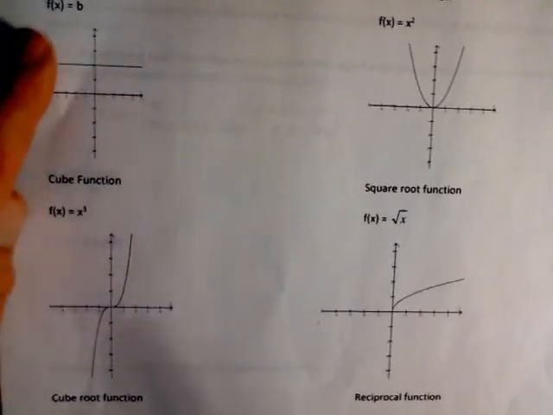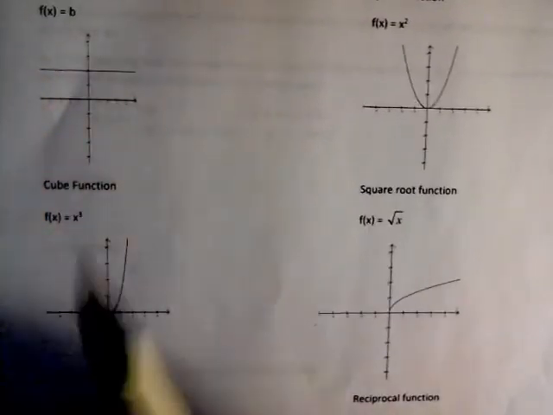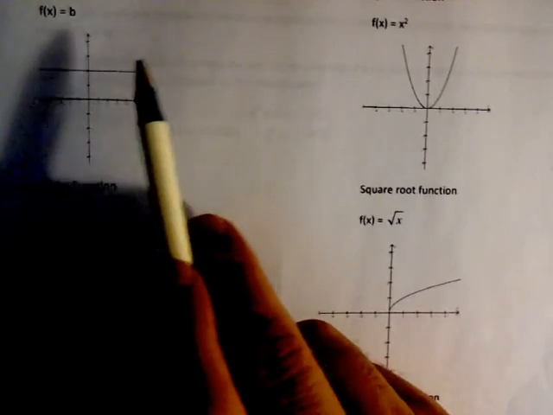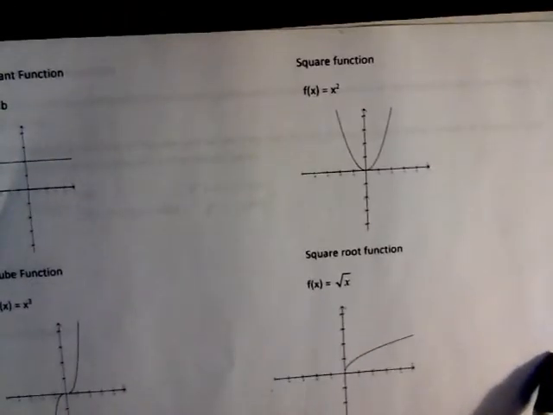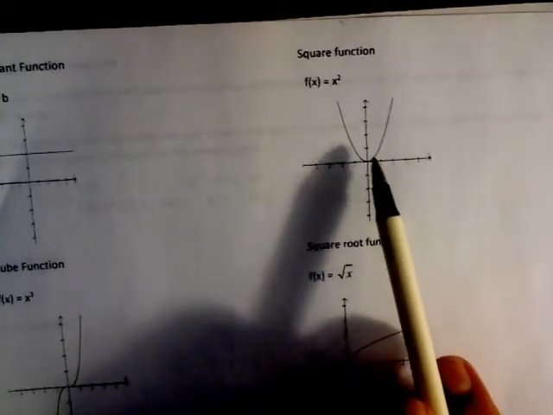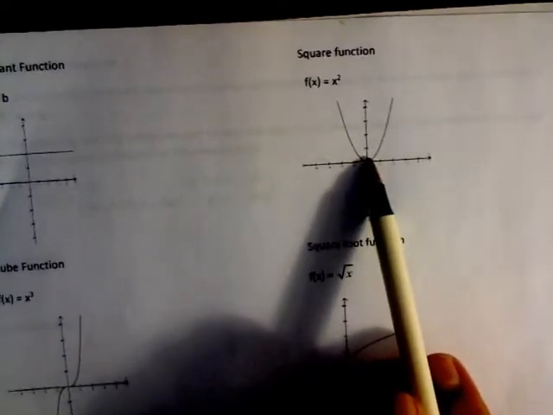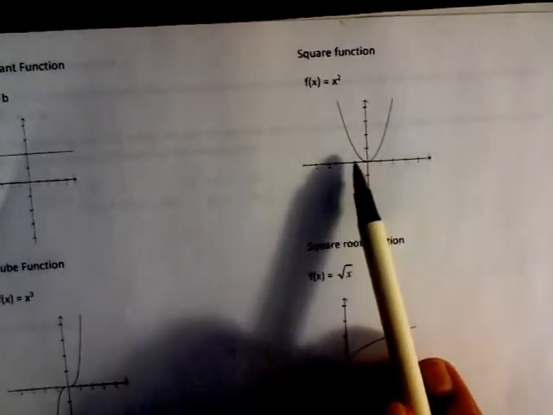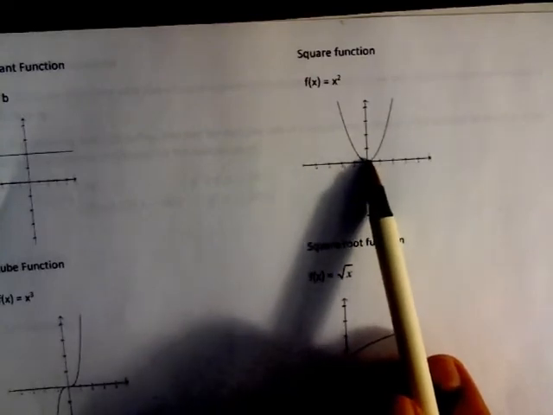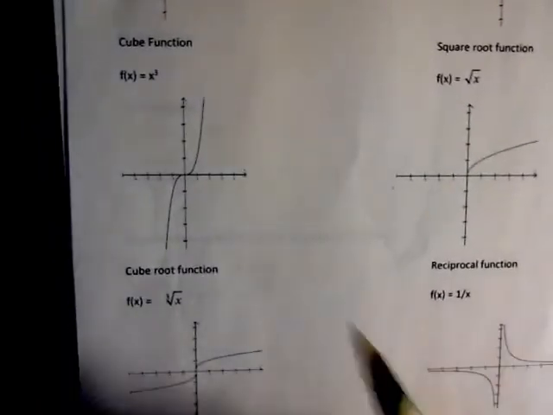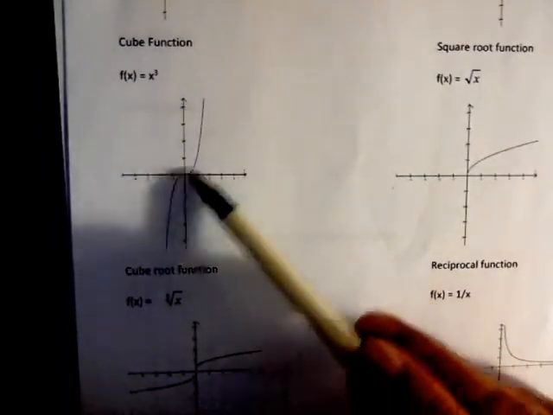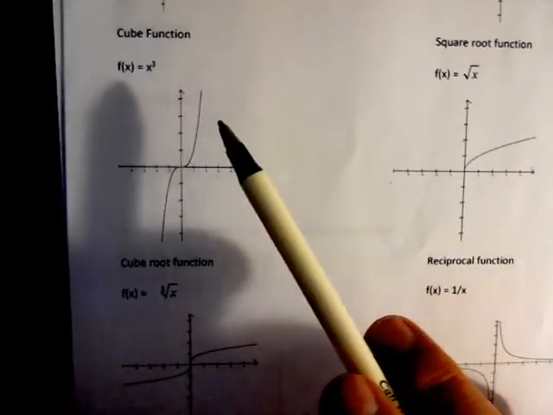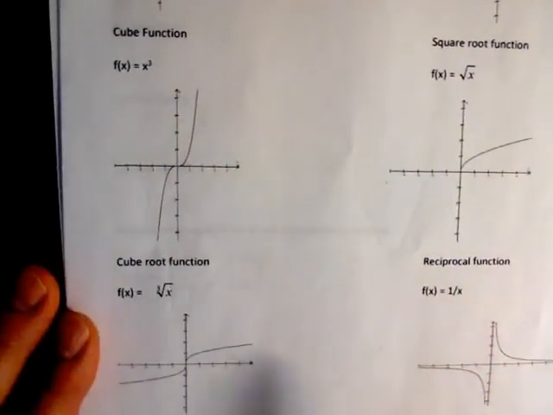So we have the constant function, which is the y equals horizontal line. To the right is the square function. So anytime you have a square, it's going to be U-shaped. Now, it doesn't mean it's always going to be at 0, 0, but it's a U-shape. The cube function, which was the second one we graphed, looks like this. At any time, it's going to have this shape. Doesn't matter what else is added or subtracted, it will always have this shape.